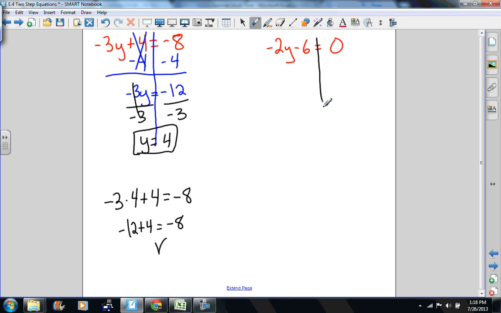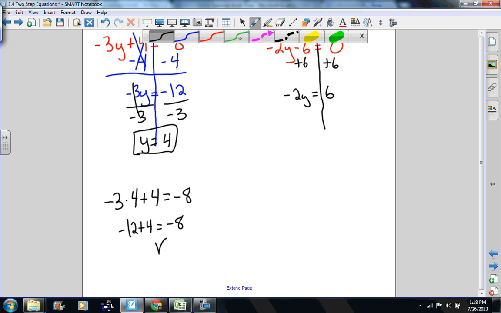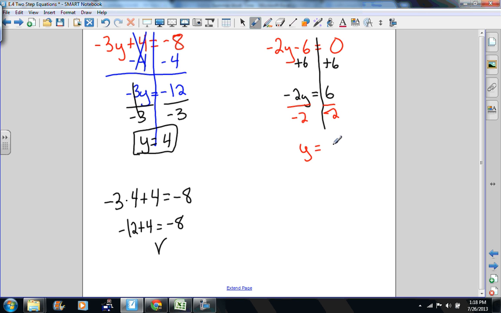Over here on the right, we are going to add 6 to both sides. So we get -2y equals +6. Now we're going to divide by -2. So we're left with y equals -3. We check our answer. -2 times -3 is 6, so 6 minus 6, and that does equal 0, so we are correct.